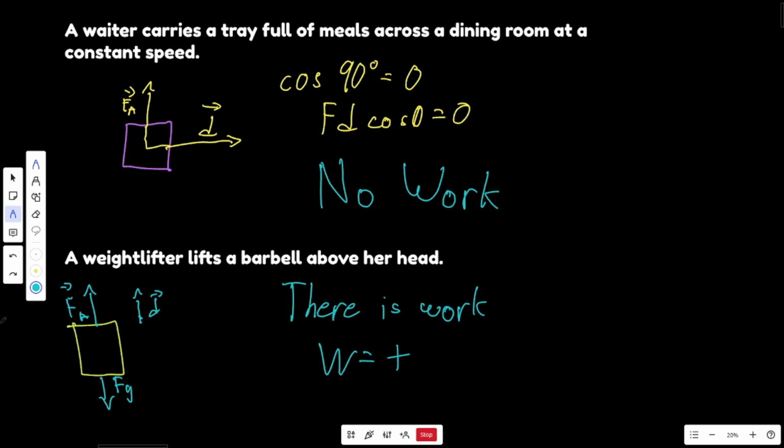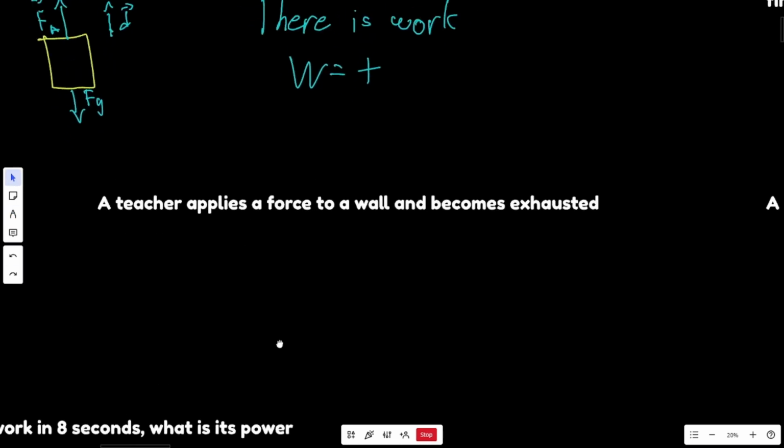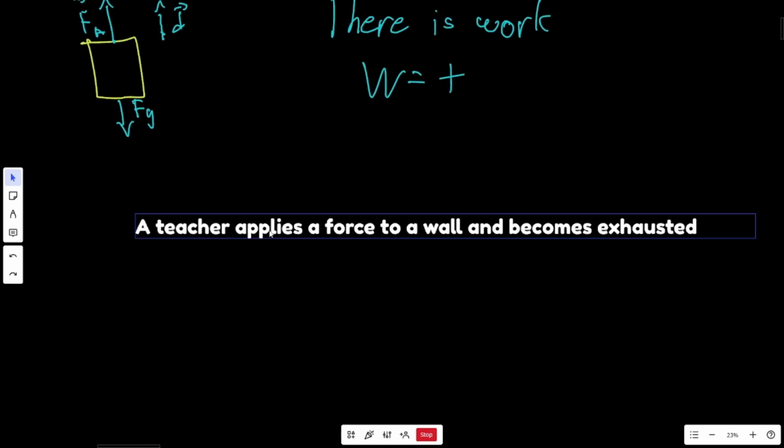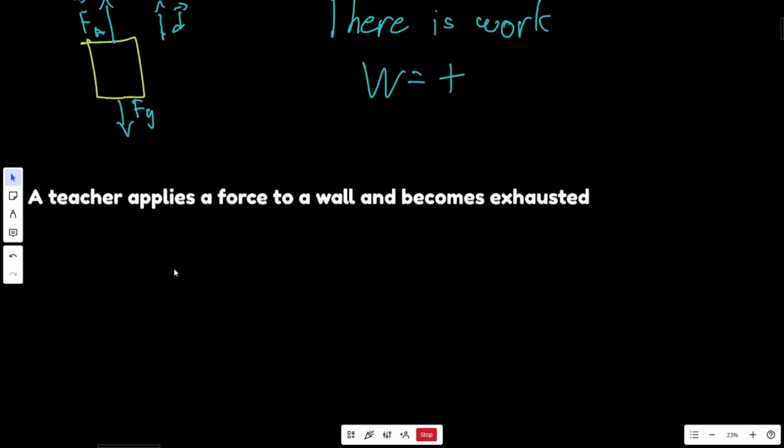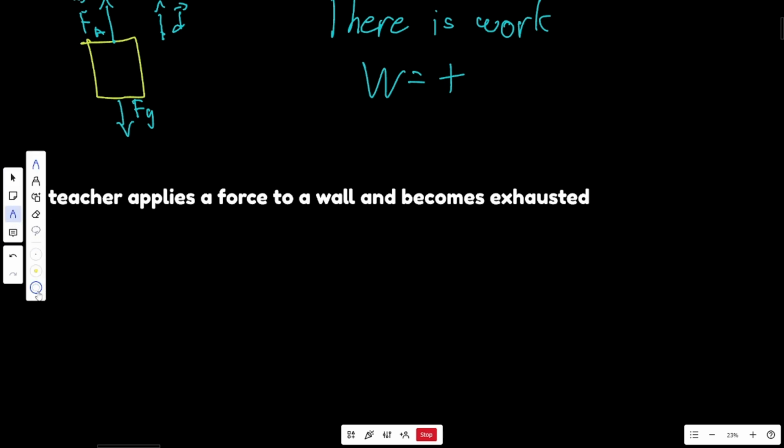So now let's go to the next one, the last one for this one, just identifying if there is work at all. So a teacher applies force to a wall and becomes exhausted. Is there work or is there none? So I feel like this is a giveaway. I already mentioned it earlier, so let's just describe again why it's so. Let's say that this is the wall and then this is our teacher's force.